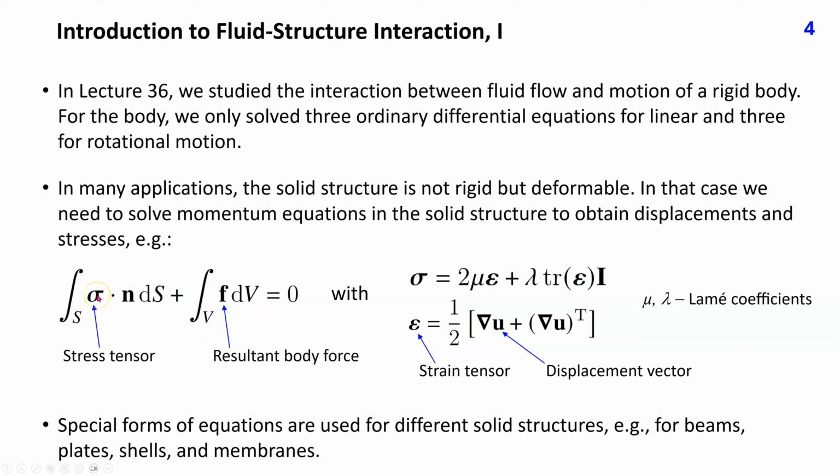Here, sigma is the stress tensor and F is the resultant body force per unit volume. The stress tensor is defined via strain tensor by this equation, which can be expressed via the gradient of displacement vector by this expression. Here, mu and lambda are Lame coefficients. They are material properties of the solid. Special forms of equations are used for different solid structures, for example, for beams, plates, shells, and membranes.